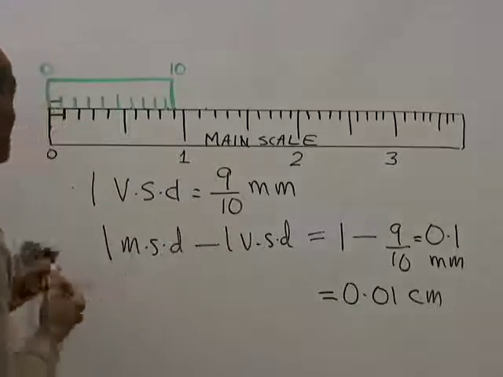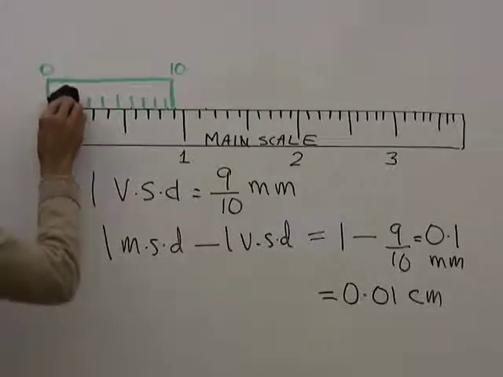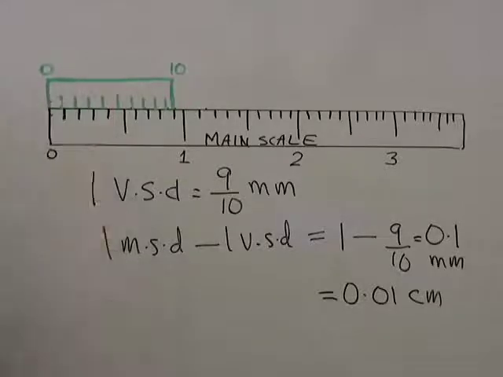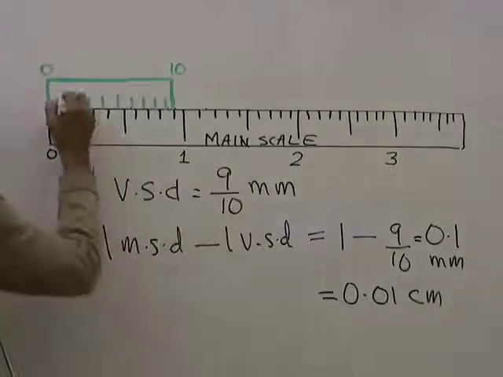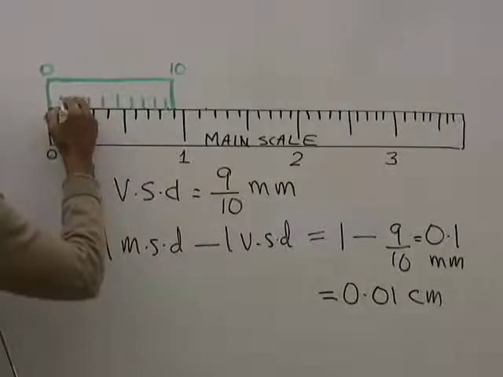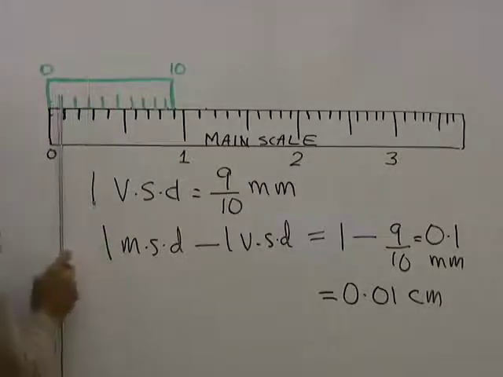Now what is the significance of this? I want you to look at this and answer this question for me. If you look at the first vernier scale division and the first main scale division, they are not in the same line, are they? No.